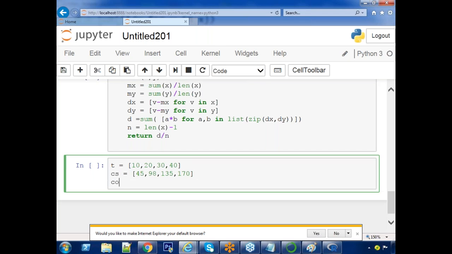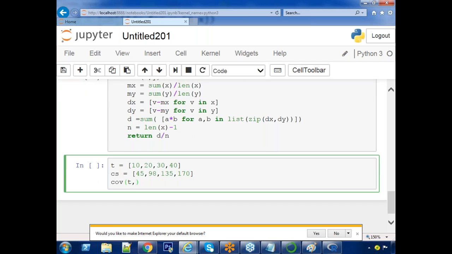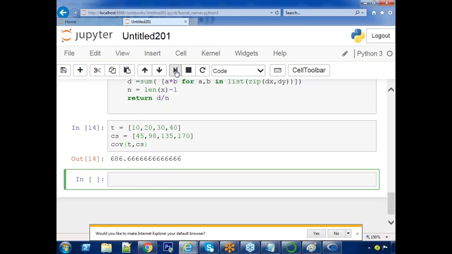What is our function name we have given? Covariance of x, where I am passing t. For the y I am passing cs, cooling sales. Check it now. Positive value or not? If the result is greater than 0, there is a positive dependency between them. This interpretation you will be learning more in statistics.